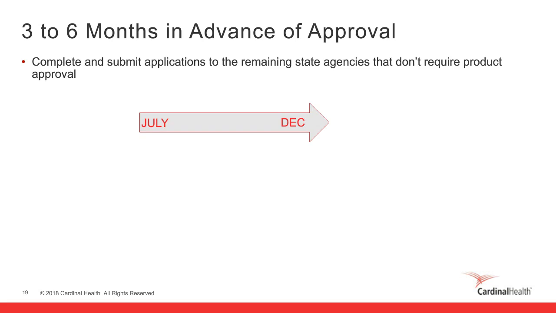3 to 6 months in advance of your approval, your company should have their home state license. Submit the remaining necessary state license applications to states that don't require product approval or clearance.